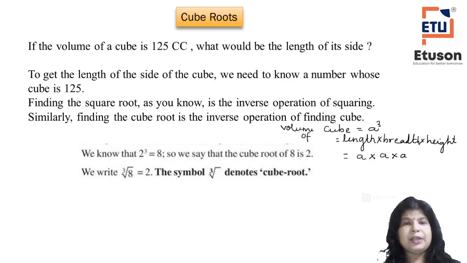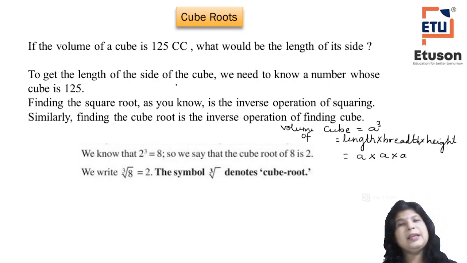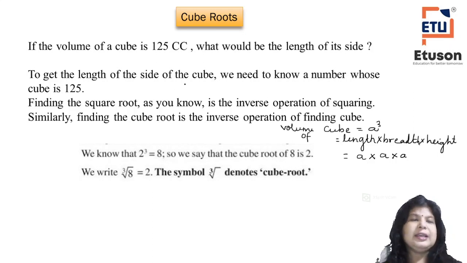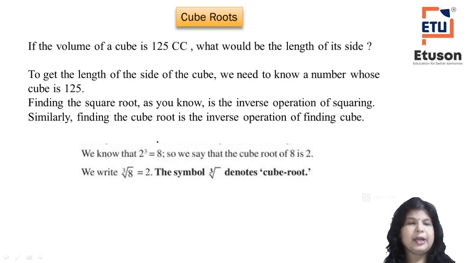Finding the square root, as you know, is the inverse operation of squaring. This we have learned in the previous exercise. Similarly, finding the cube root is the inverse operation of finding the cube. We know that 2 cube is equal to 8, so we say that the cube root of 8 is equal to 2. So we write it as cube root of 8 is equal to 2. Okay, so this is how it is written.